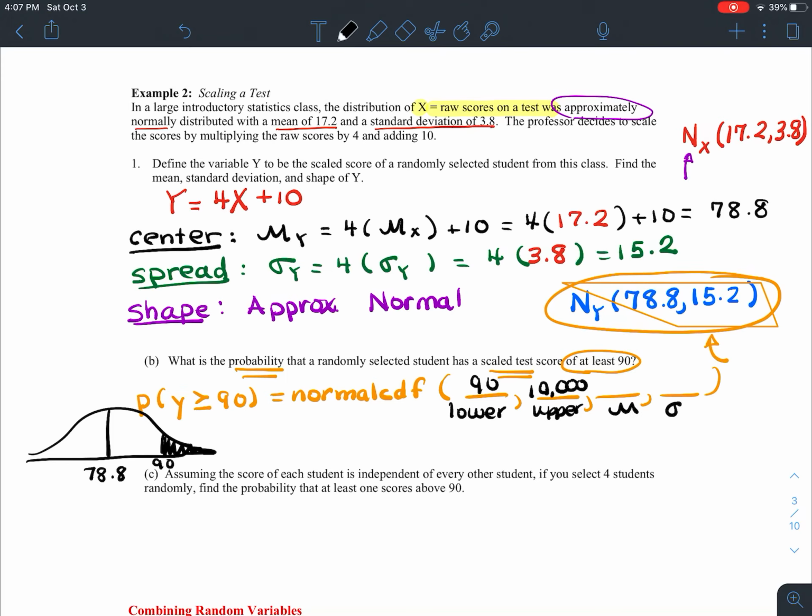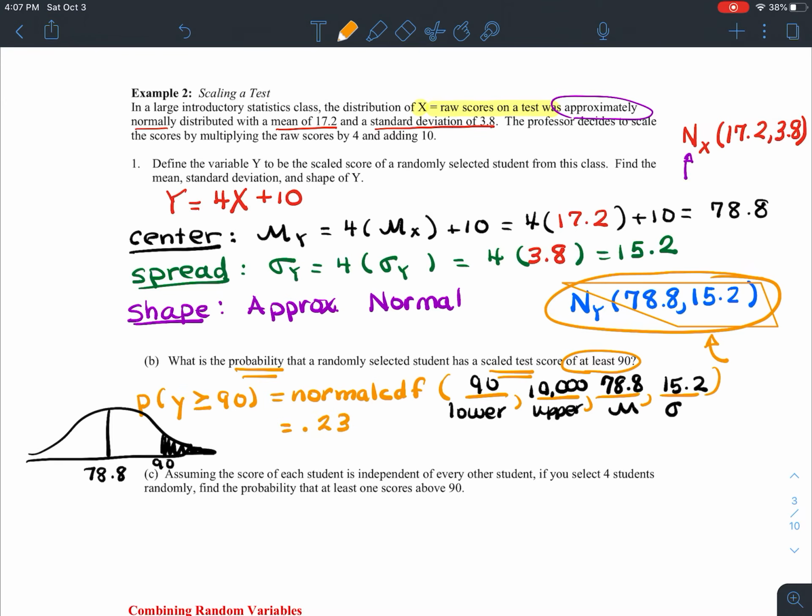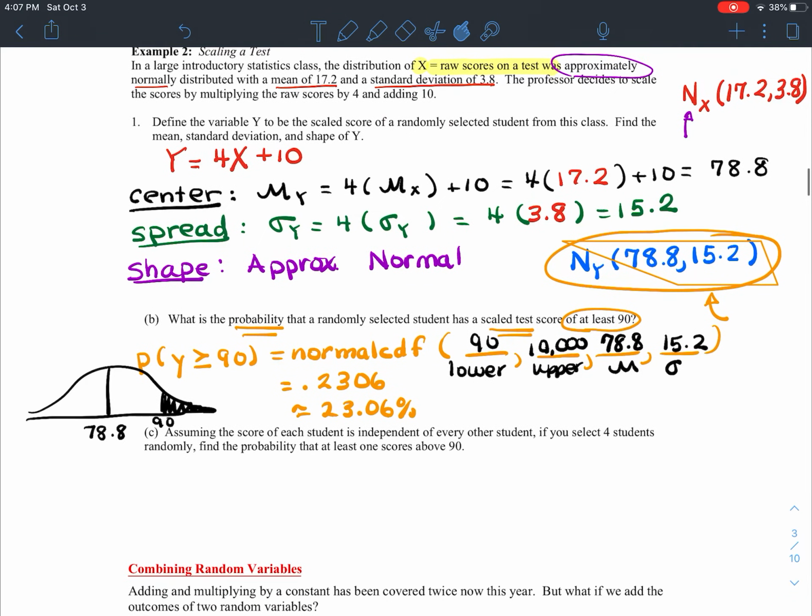We're looking for the probability that any score would land 90 or greater. So we need a lower bound, which would be the 90. Our upper bound is going all the way back into the tail, so we're going to call that 10,000. And then we need the mean and the standard deviation. Please keep in mind, again, these are the scaled scores, so this is from the random variable y. That typed into the calculator will roughly give us 0.2306. We're looking at roughly a 23.06% chance that a randomly selected student would have a curved score of at least a 90%.